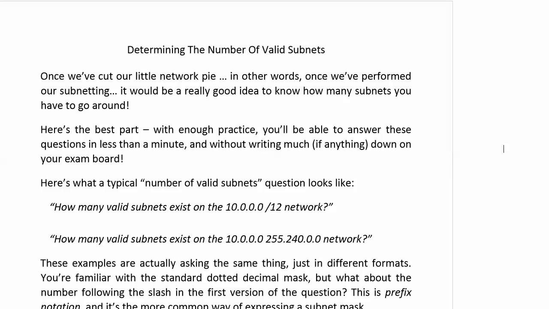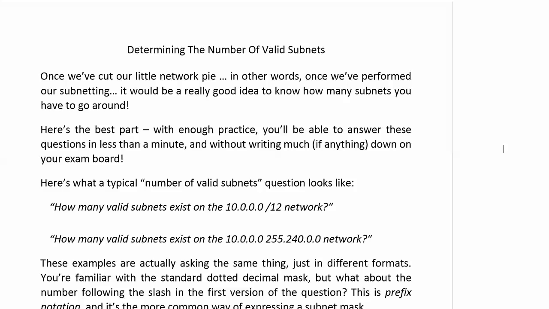I think you'll agree with me that once we've performed our subnetting, it would be a really good idea to know how many subnets we have to go around. I think you'll further agree with me, as a matter of fact, I know you will, that it would be a really good idea to determine this kind of thing before you do the subnetting. That would be the best time to apply the skill that you are about to acquire.